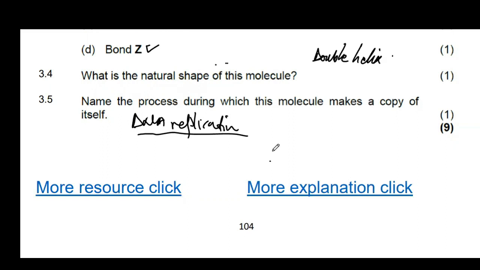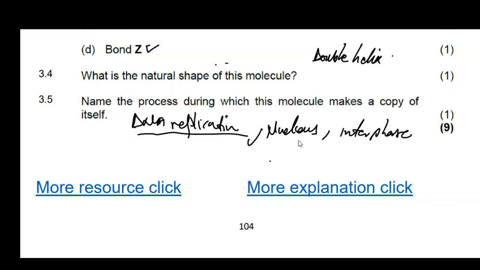Why does it occur? Some questions can come here. Why does DNA replication occur? It occurs to increase or to double the chromosome number. Where does it occur? When you talk about where does it occur, then you talk about the nucleus. And then when does it occur? It occurs during interphase. Yes.